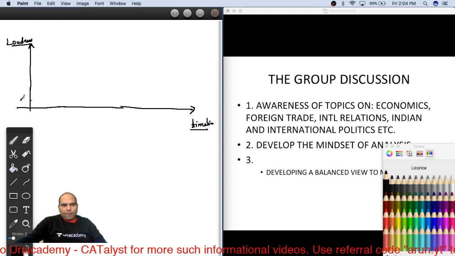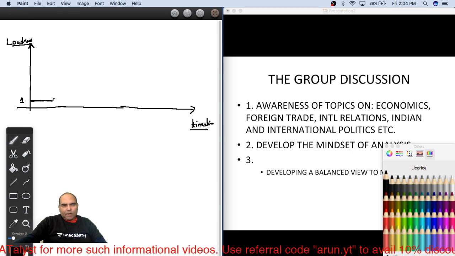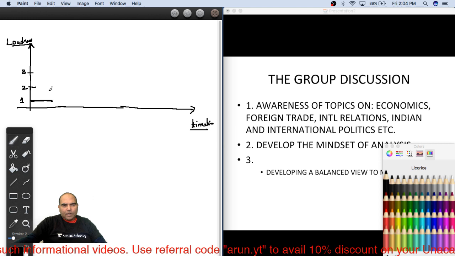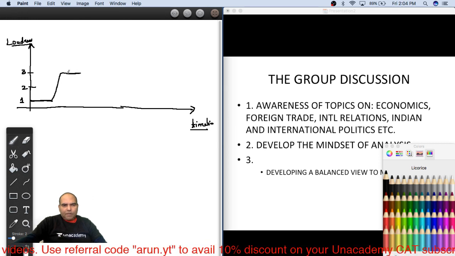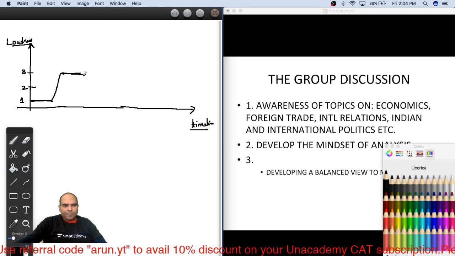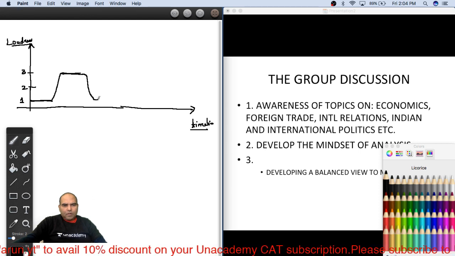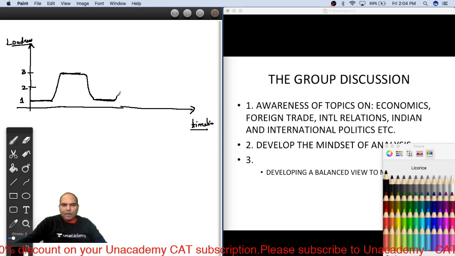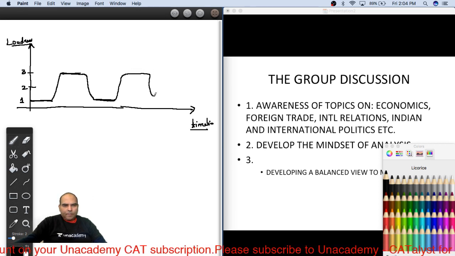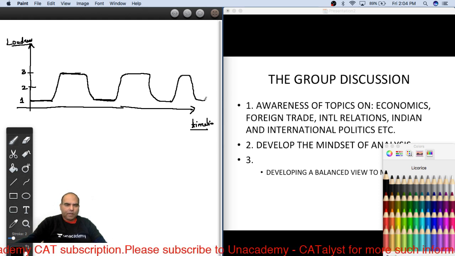One level is if one person is speaking, you are at this decibel level. And then there are times where two people or even three people are speaking. So sometimes the group does go there, and especially in fish market GDs, this happens quite a bit. And then from there you come down again. So there will be times when one individual will be speaking even in a complete fish market.